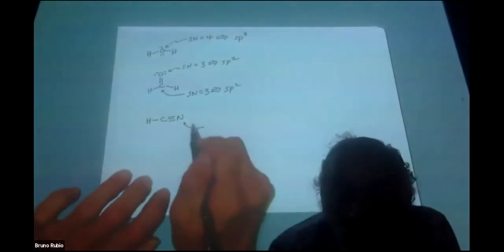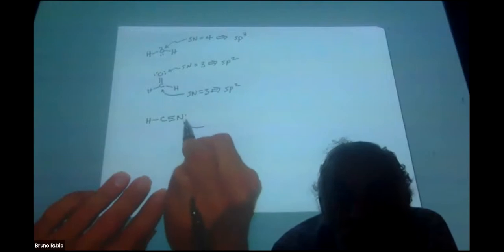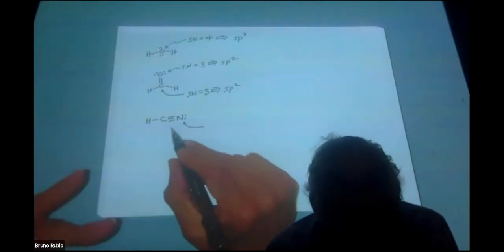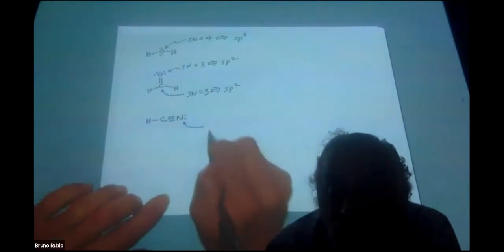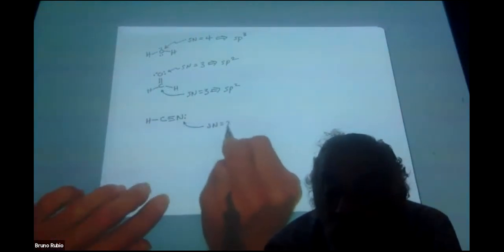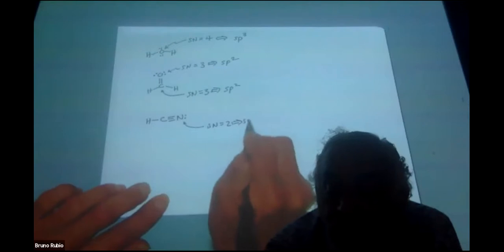Okay, all right. So I see a lot of people telling me sp, that's correct. So there's an unshared pair of electrons on this nitrogen. It's bonded to one other atom. It has 1 unshared pair of electrons, steric number of 2. So that means an sp hybridization.